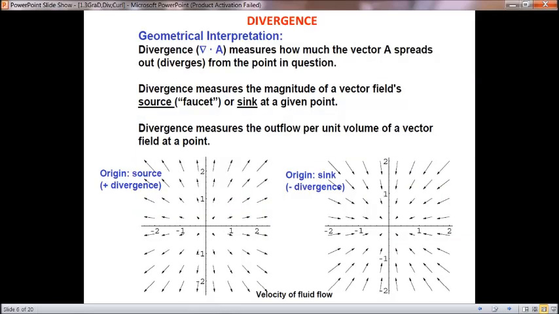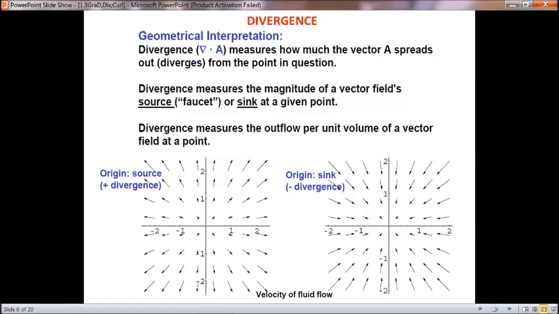So next, divergence. Divergence means spreading out. That is the meaning, diverge out. So that's given over here as the definition. Divergence is otherwise called the dot product. If the function is given as a, divergence is del dot a. Divergence is used to measure how much the vector a spreads out from the point in question.